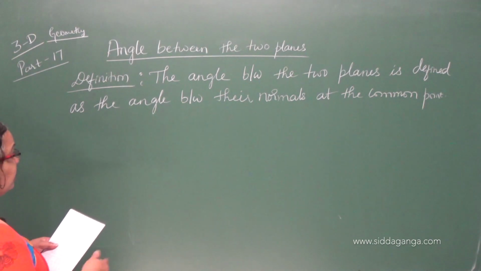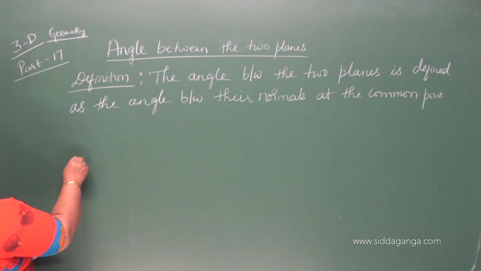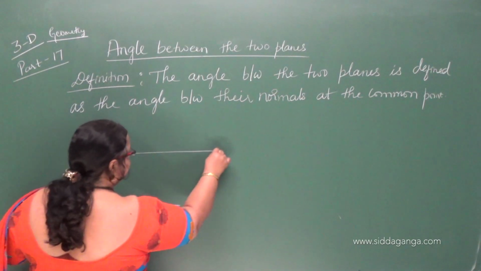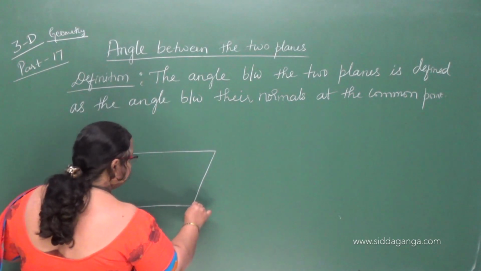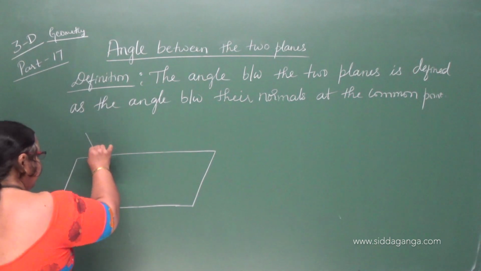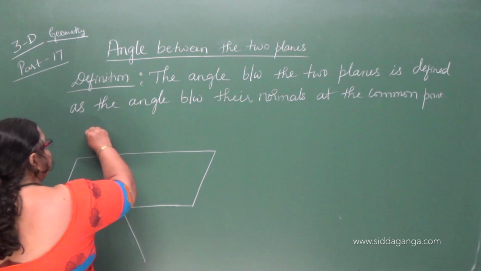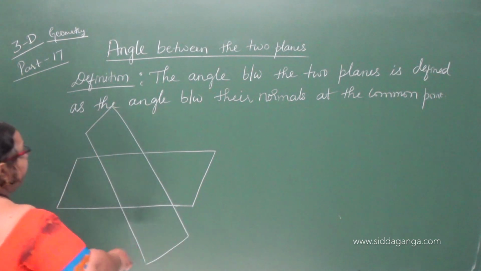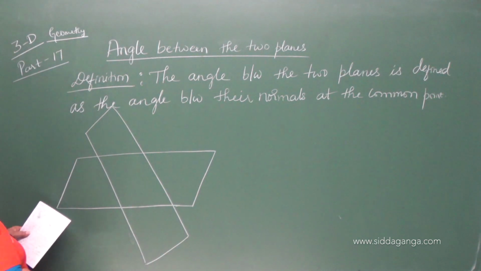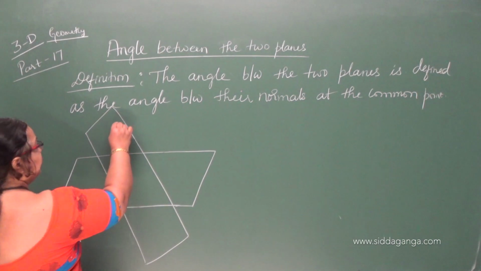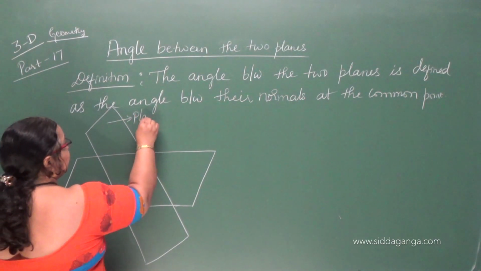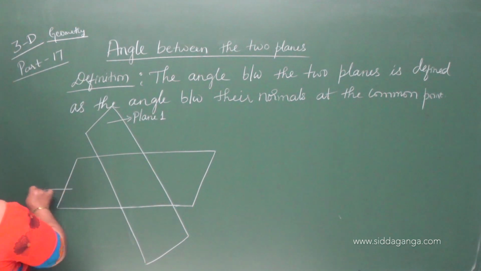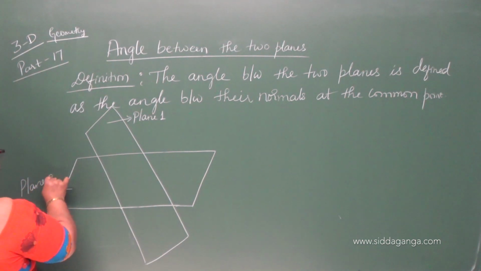Now let us draw the figure how this can be taken. This is one of the plane. You take another plane, and this is another plane. Here this is the common point. You take this as plane 1, you can take any, plane 1, plane 2. You take this as plane 2.